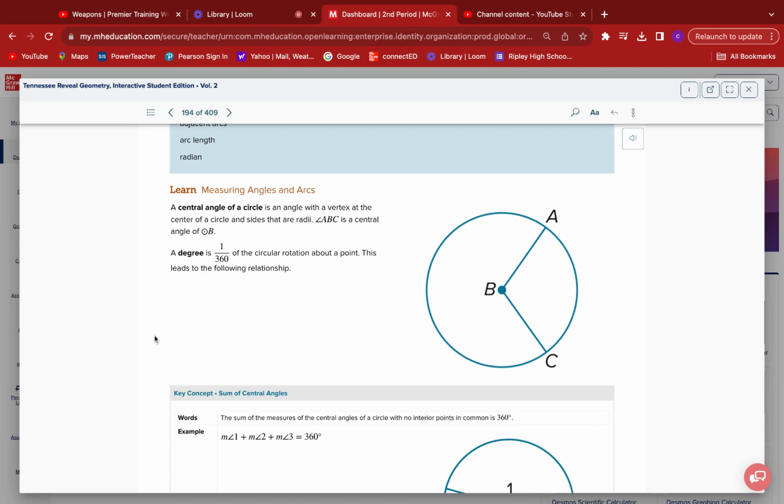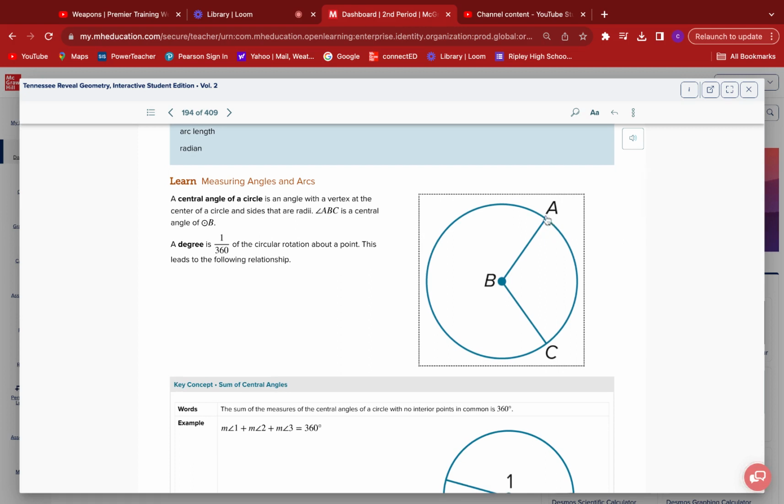All right, a central angle of a circle. Basically, it's an angle that's at the center of the circle. This is angle ABC. See how its vertex is at the center? This would be circle B. So angle ABC is an angle at the center of the circle, or you can call it angle CBA if you want to. It doesn't really matter. That's a central angle.